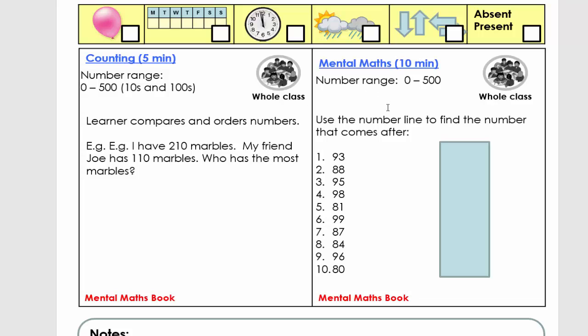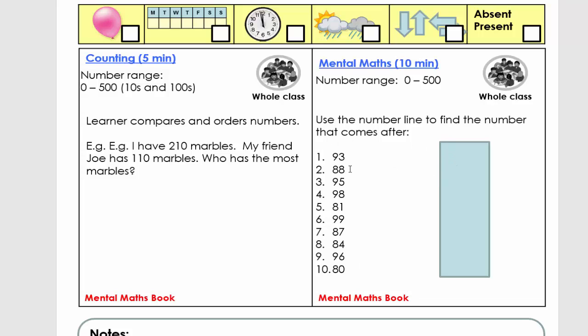Then we're quickly going to look at this. You can use a number line or you can just use these numbers and we're going to say which number is after or before this. This is a very quick activity.